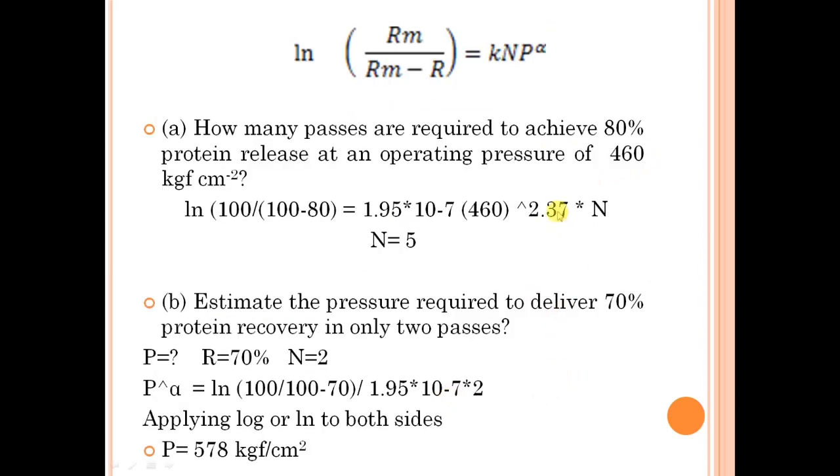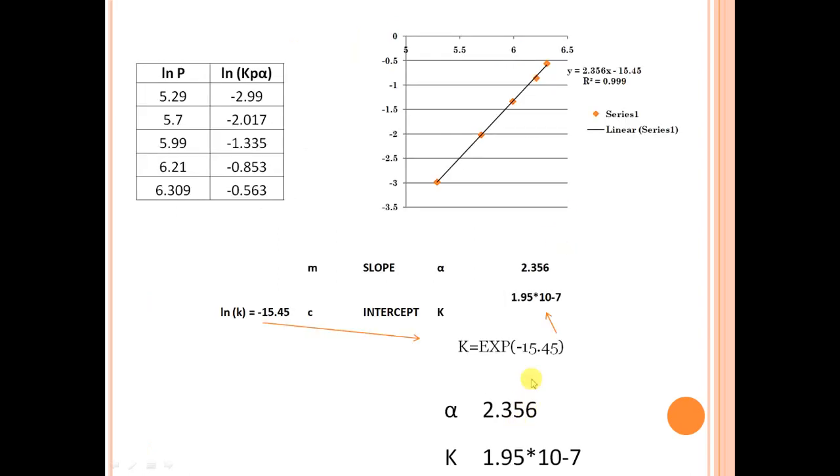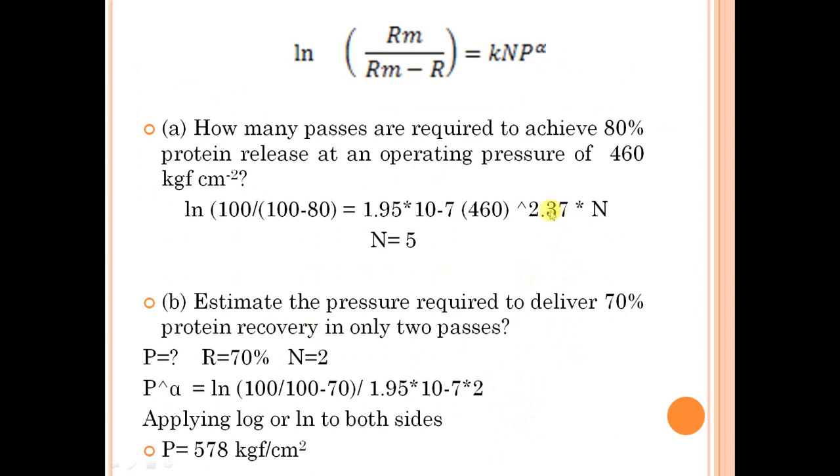I've written 37 by mistake, sorry. You have to take it as 356. Based on this value, you can write it there, and you will get your number of passes. You will get approximately close to 5 passes.